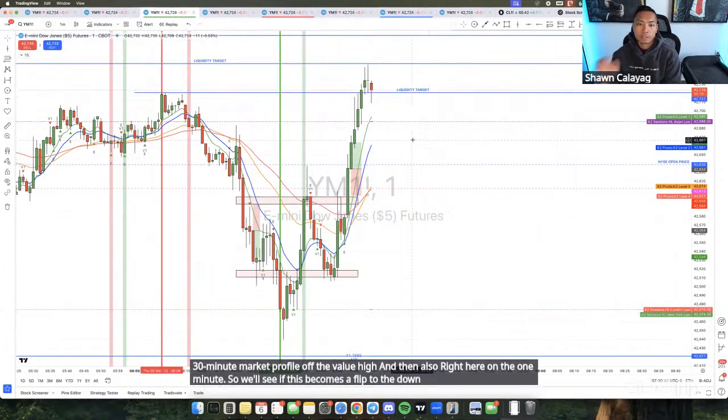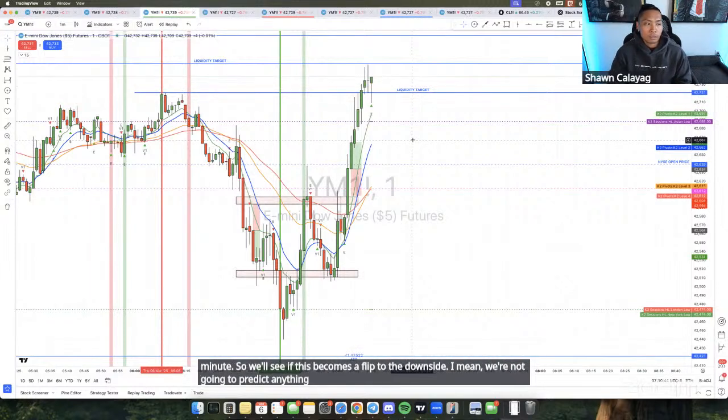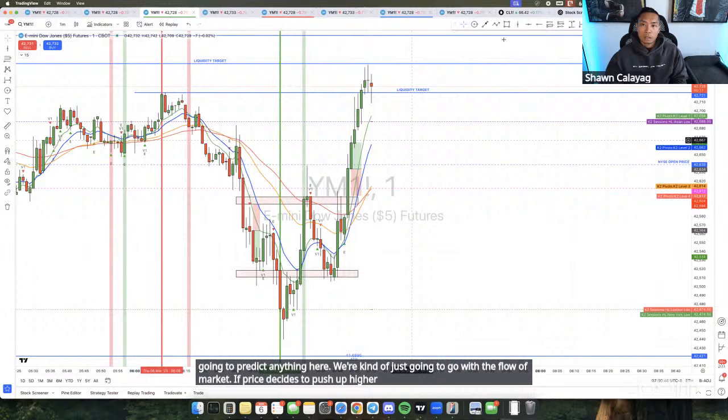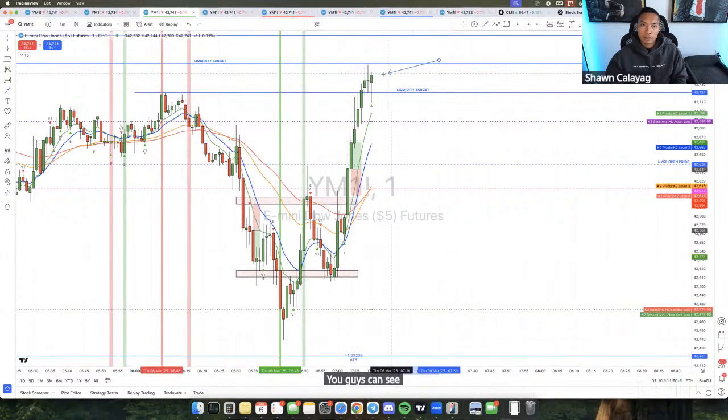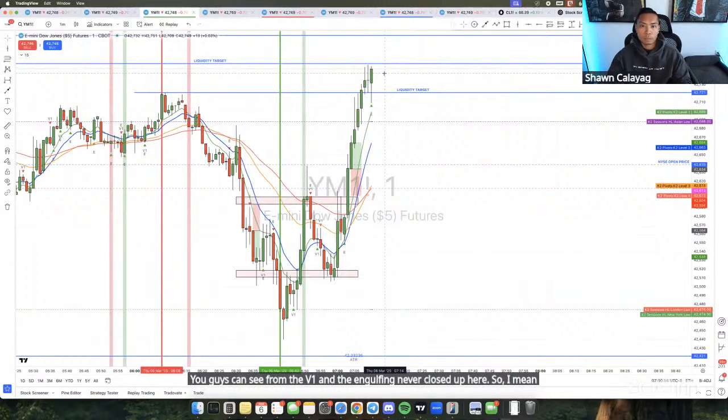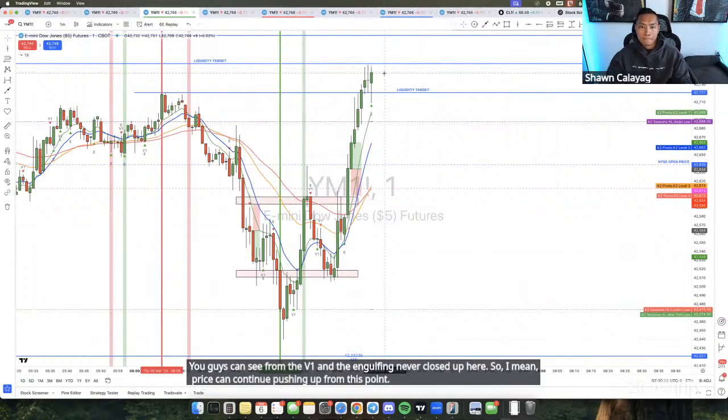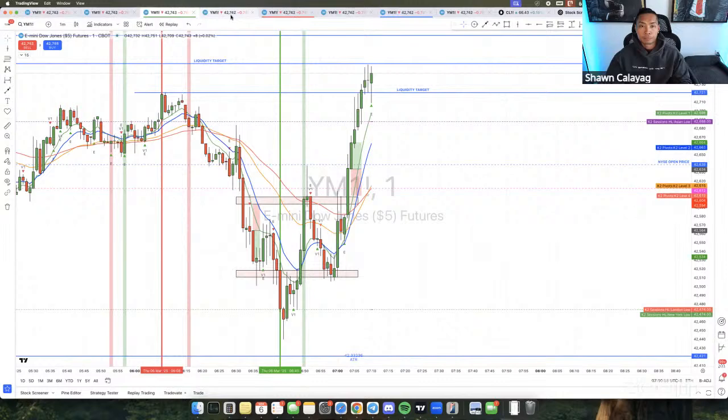So we'll see if this becomes a flip to the downside. I mean, we're not going to predict anything here. We're just going to go with the flow of market. If price decides to push up higher before it comes down, then great. You guys can see from the V1 and the engulfing never closed up here. So, I mean, price could continue pushing up from this point. Possibly.